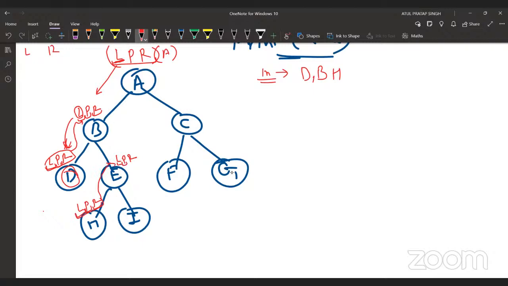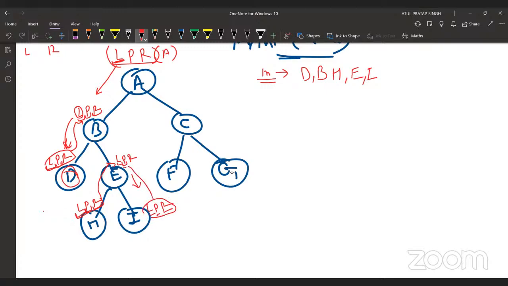Now the second operation, P, will print E. Then now the right recursive call. At the right recursive call, we will move to the right child. So LPR. There is no left, so we will perform the print operation. This is I, and there is no right child. So all of this part is completed.